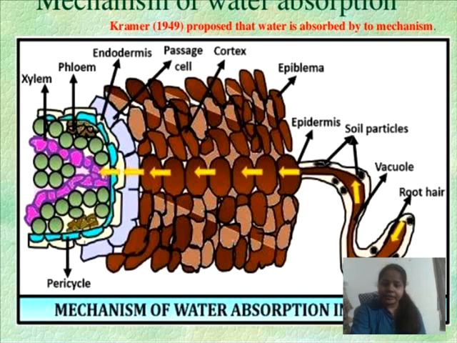Diffusion, all of you studied that: movement of any gas, liquid or solvent from a region of its higher concentration towards lower concentration, and this is how it follows the apoplastic pathway. Next comes the living cytoplasm. What are the living parts?